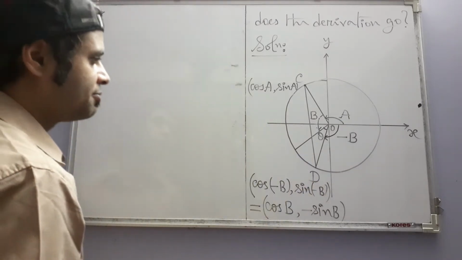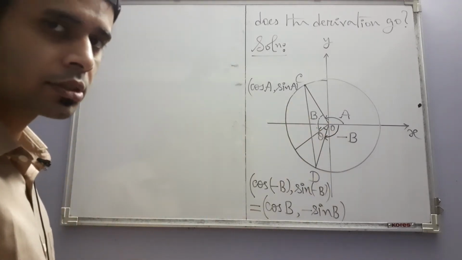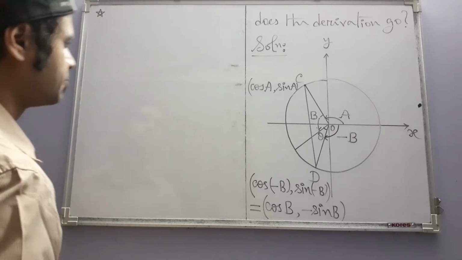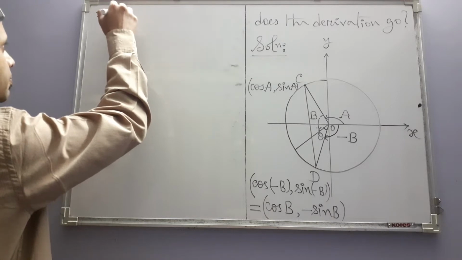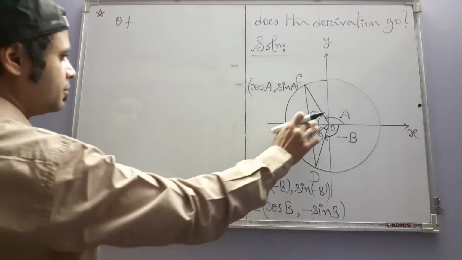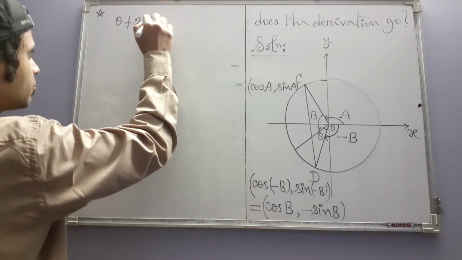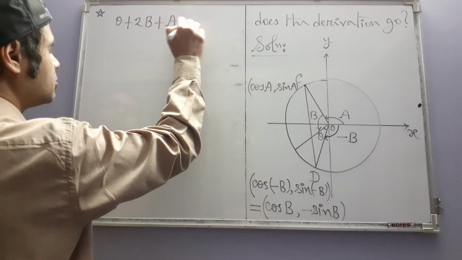Okay, fine. So if we now add up these four angles, their magnitudes, then we should get 360 degrees, that is 2 pi radians. That means we have this theta plus B plus B plus A is 2 pi.